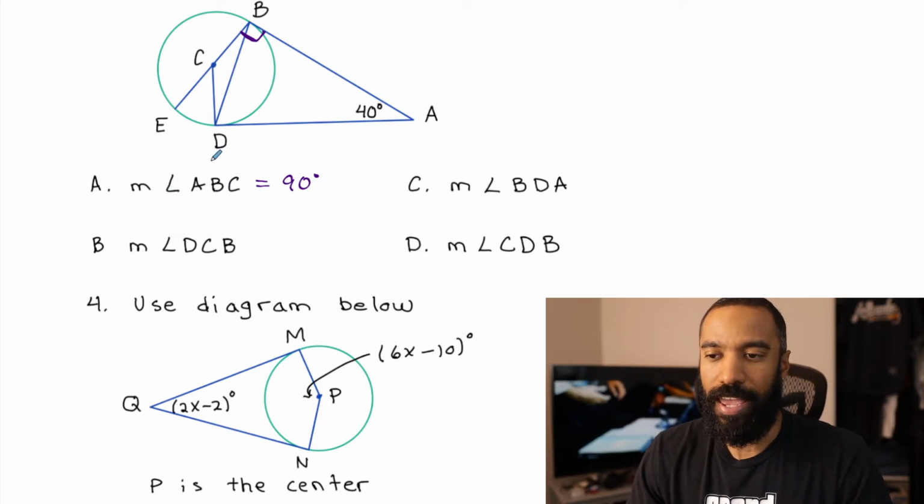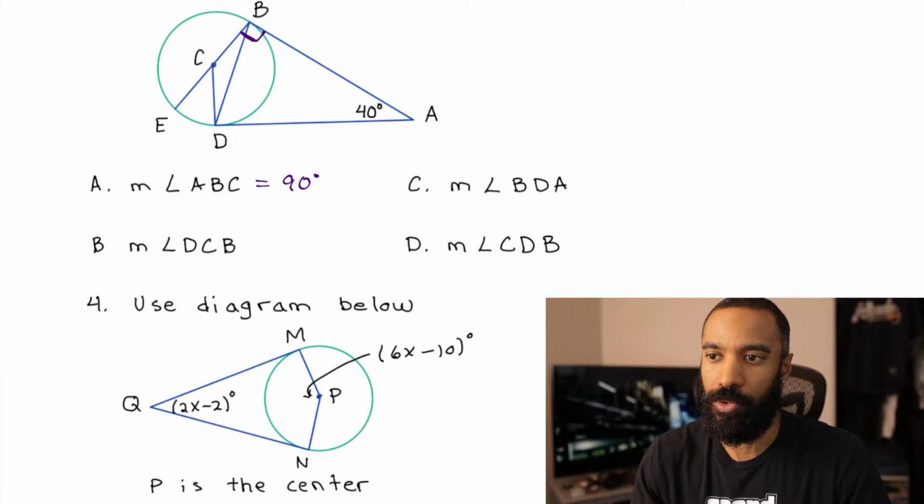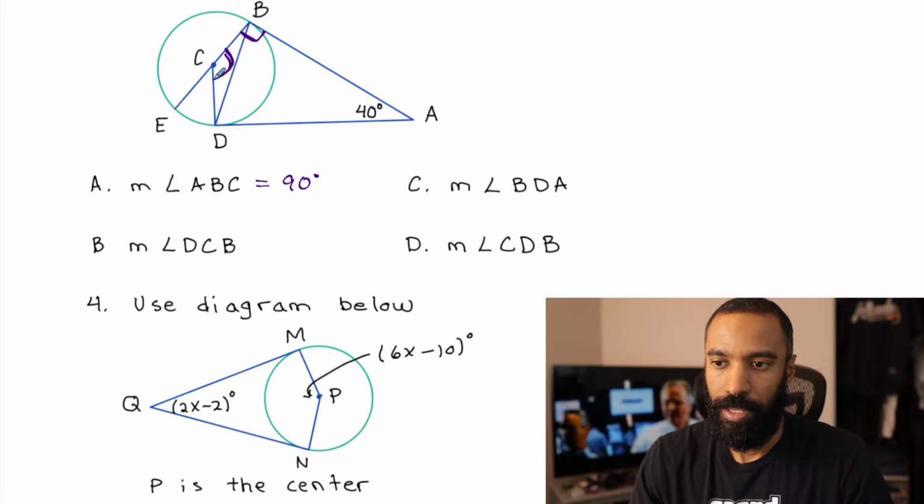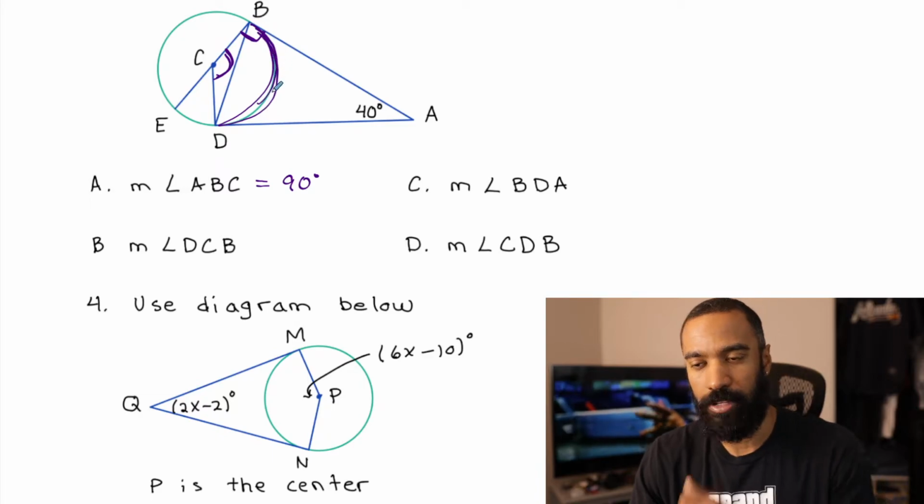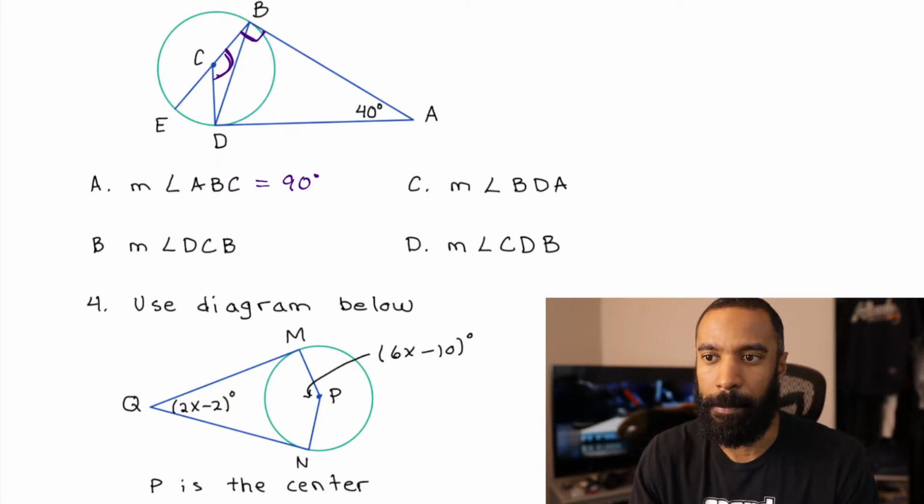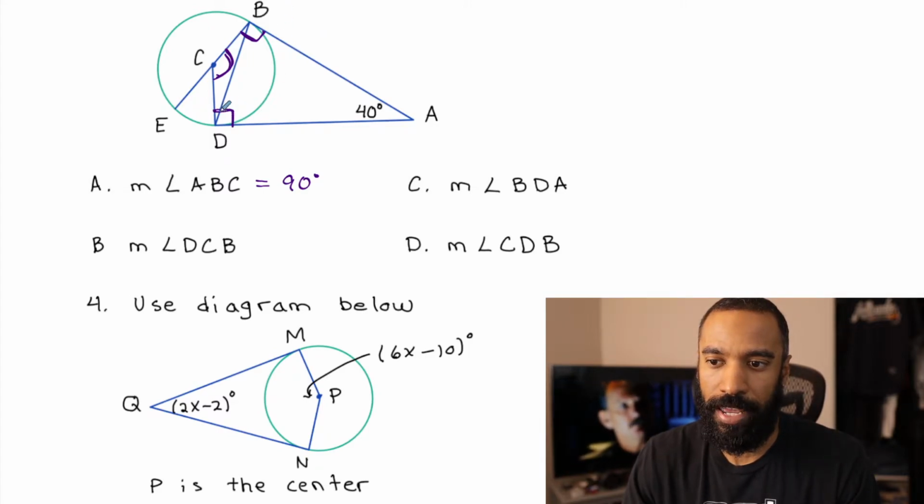Part B, measure of angle DCB, right here. Well, that's a central angle, if you can see right there. Its intercepted arc is this entire thing right here. We don't know the intercepted arc measure yet, so it looks like we can't really use that. But we do know this 40 degrees outside of that. Why does that matter? Well, by the way, I should also mention this is therefore a right angle too, right?